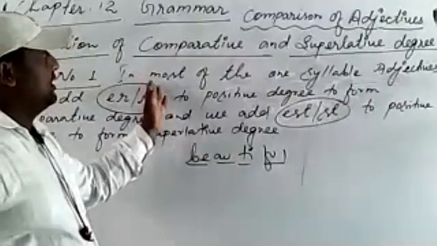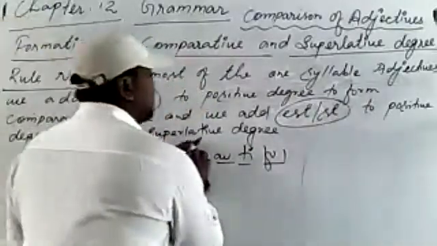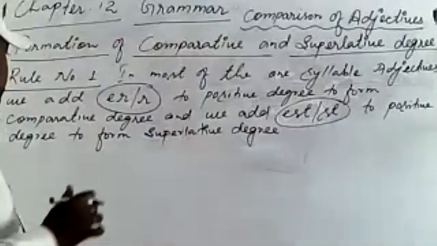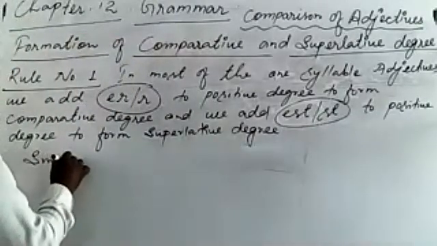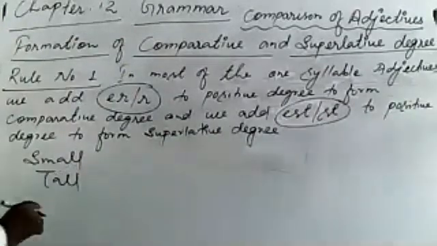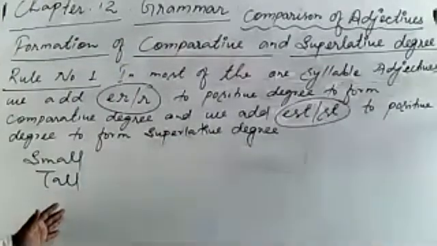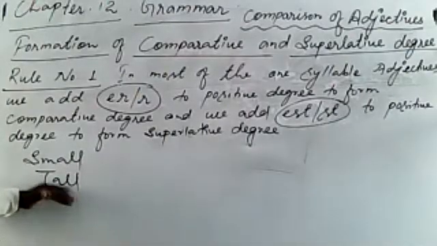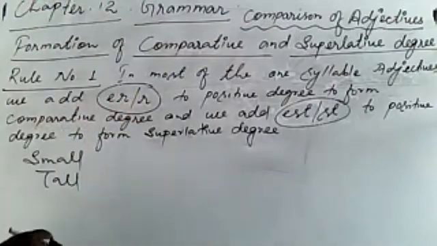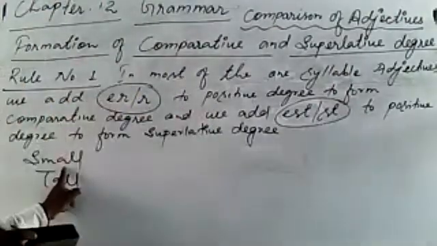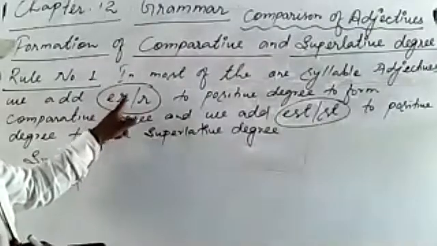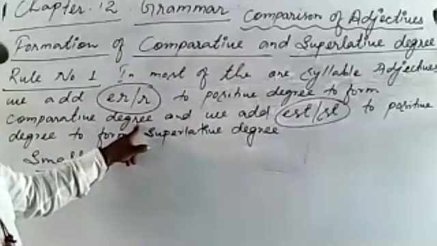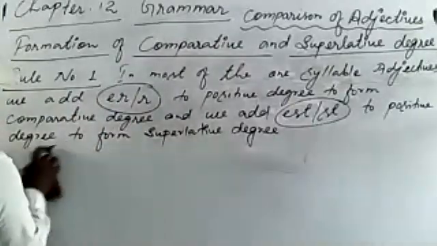Now I have written here in most of the one syllables adjective. कुछ ऐसे adjectives होते हैं जो one syllables के होते हैं. Like you can take an example of small, tall. All these are one syllables, examples of one syllable. Okay, so in such type of adjective we add er to positive degree. ये positive degree है. इस positive degree में हम er या r add करके उसको किस में change करते हैं? Comparative degree में.